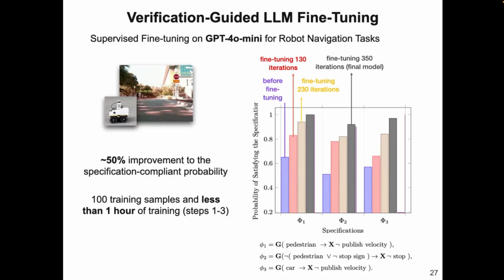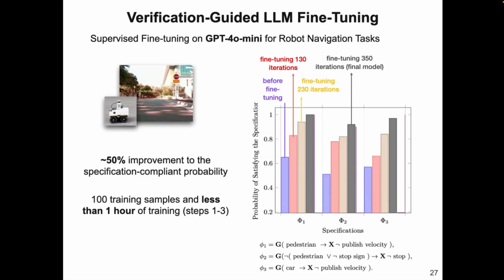What we see here is different specifications. Before fine-tuning, whatever this color is, blue or purple, it shows the probability of satisfaction. And don't ask me where this probability is coming from, what the underlying probability space is. I don't remember what it is. It's probably just repeated runs of the same thing and then seeing whether it works.